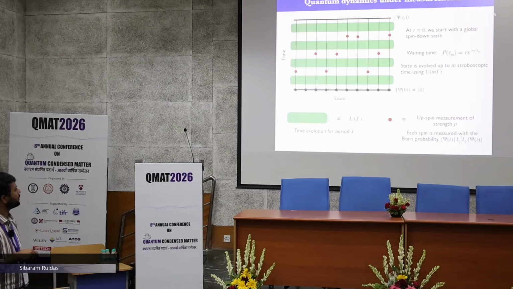So once you get this waiting time, you evolve up to this time by this unitary, which you have already obtained for the periodic different systems. Then, once you evolve up to time tau m, you make the measurements, and measurements are done with these probabilities.